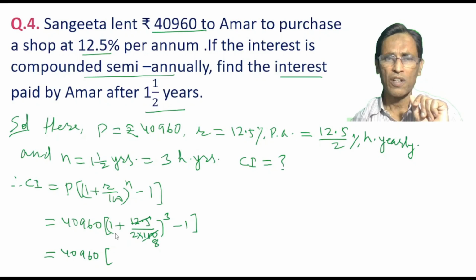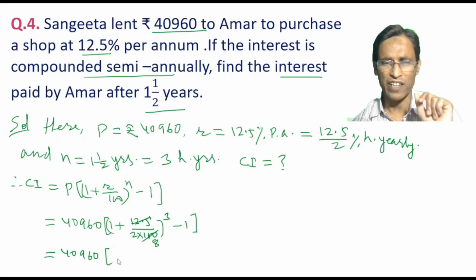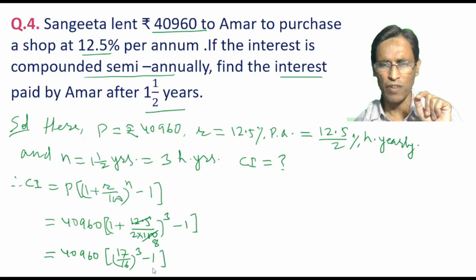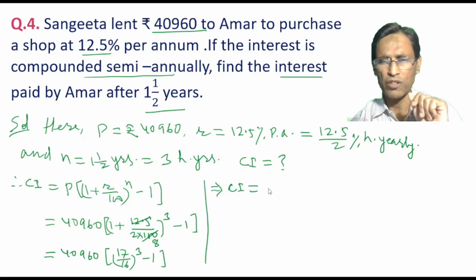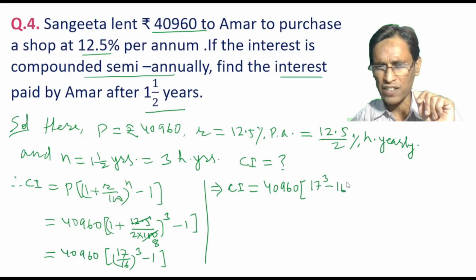And now, the term under bracket comes 1 plus 1 by 2 into 8, 16. That is 1 plus 1 by 16, which gives 17 by 16. And so, 17 by 16 to the whole power 3. Then minus 1. CI equal to 40,960 and the term under bracket 17 cube minus 16 cube by 16 cube.